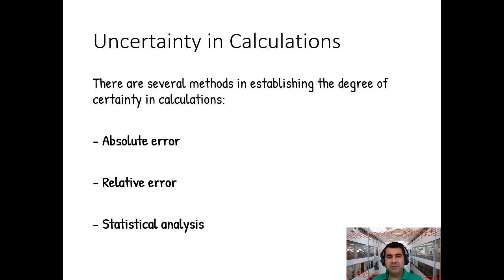There are several methods for establishing a degree of certainty and calculating the error in our calculations. The first one is absolute error. Then there's another method called relative error, and finally a more complicated method called statistical analysis. In this course, we are going to look at the absolute error and relative error. We are not covering statistical analysis. You can go to the textbooks to look at statistical analysis, and also in second year you will get familiar with that method too.